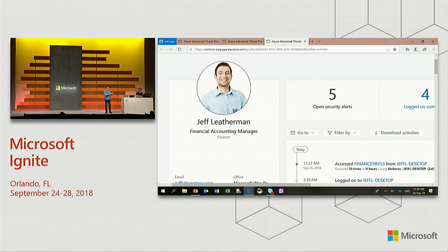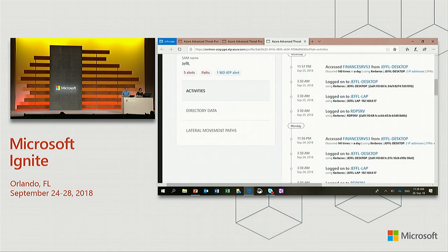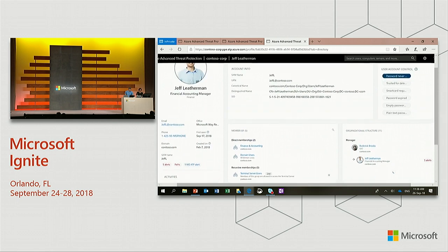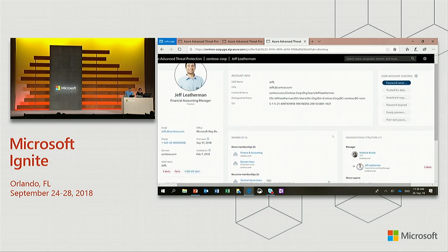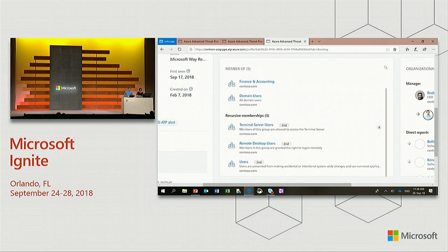Azure ATP gives you all of the information that we can about this identity. So here is Jeff. Jeff is a financial accounting manager. He works for finance. I know at my business that we don't have a finance department in Manila, and our financial people are not traveling that often. We can see here that we have several tabs. One of them talks about directory data.